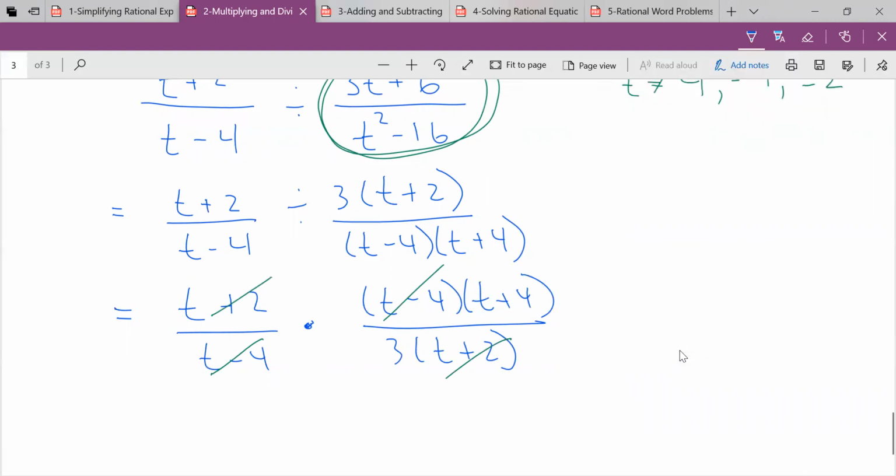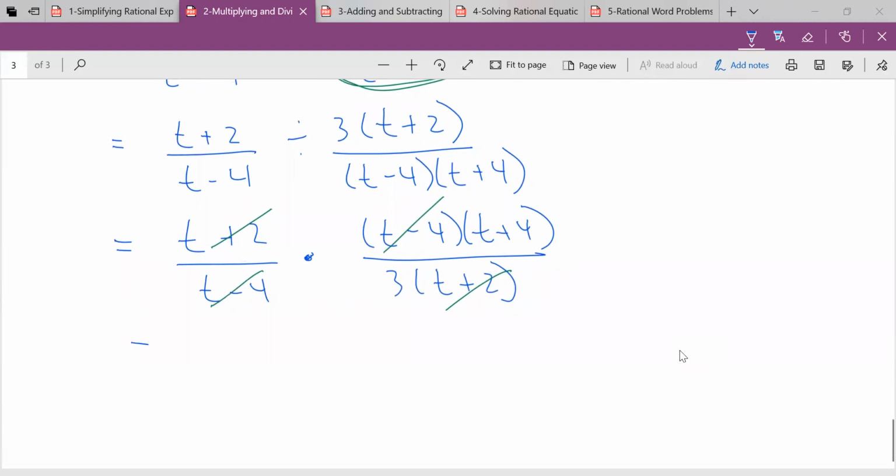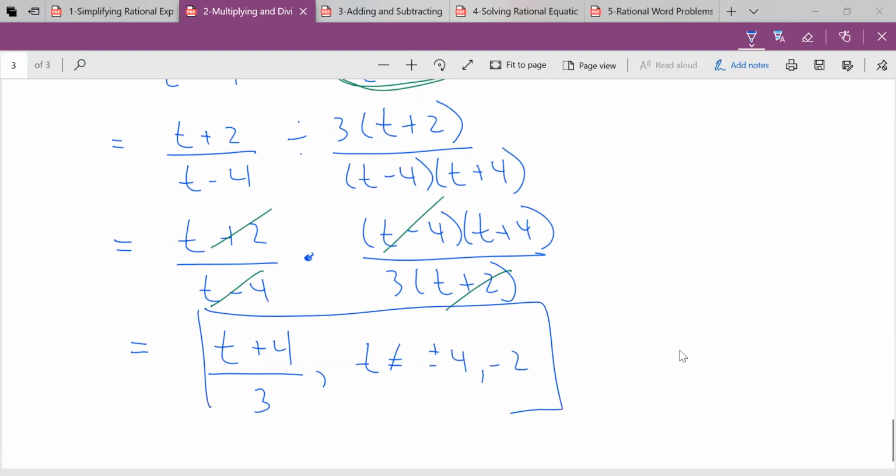What have I got left? Well, I have a t plus 4 in the numerator. I've got a 3 there. That's it. And what were my NPVs? t can't equal 4, -4 and -2. There it is, my friends. There's multiplication and division. The next lesson on adding and subtracting will be more difficult, so make sure you've mastered this before you move on to that.